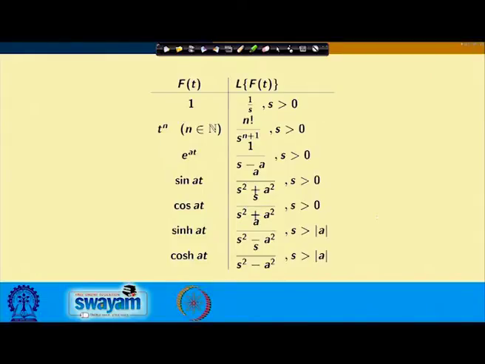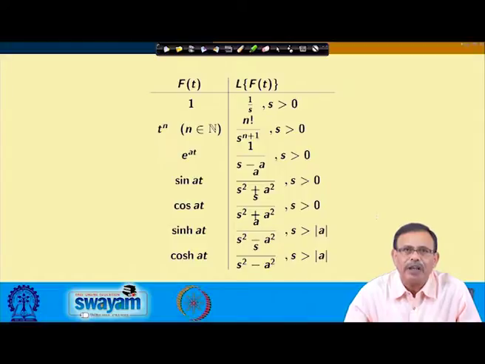Laplace transform of sin a t equals a by s square plus a square. Laplace transform of cos a t is s by s square plus a square. Laplace transform of sin hyperbolic a t, as I have shown, is a by s square minus a square where s is greater than modulus of a, and the Laplace transform of cos hyperbolic a t is equal to s by s square minus a square where s is greater than absolute value of a.